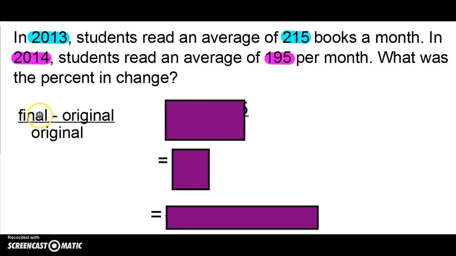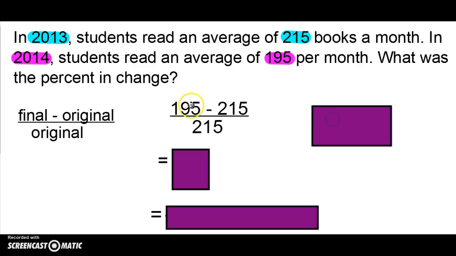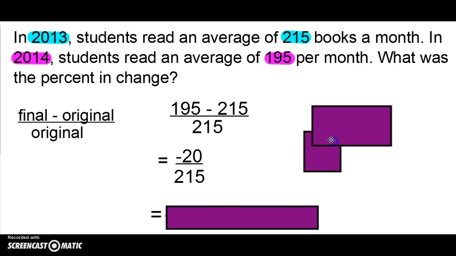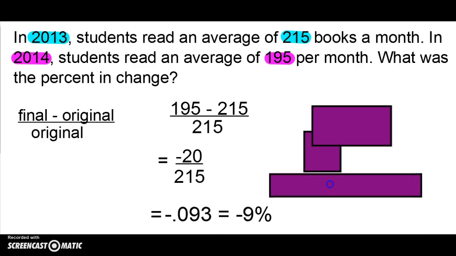Okay, so you would say the final minus the original, that's going to give you the negative number, divided by the original. So final minus the original, divided by the original. So they read 20 books less a month, divided by how many they originally read. And it's a negative, you could say just 9/100ths, but I put the 3 there so you'd say, oh, to keep the 9 and 9, so you'd say it went down 9%. They read 9% less than they had the year before.